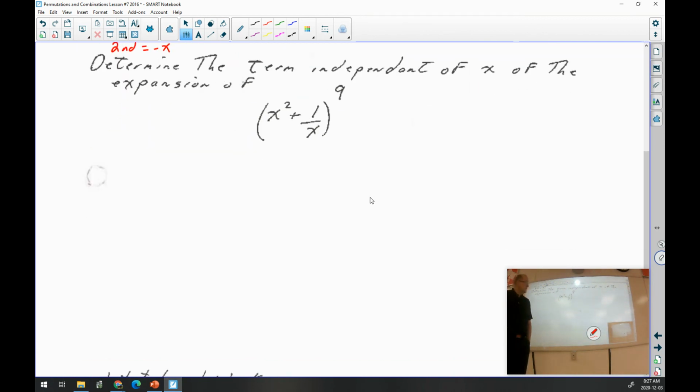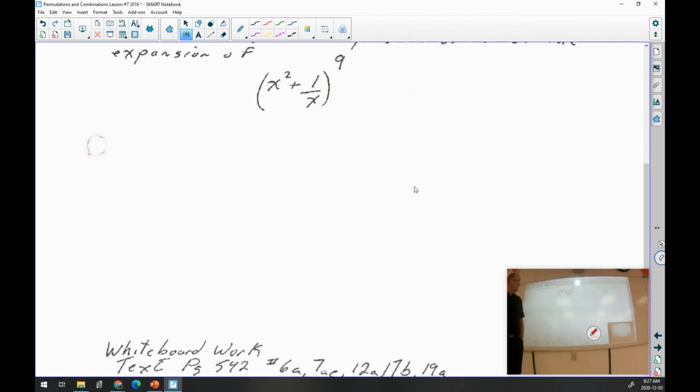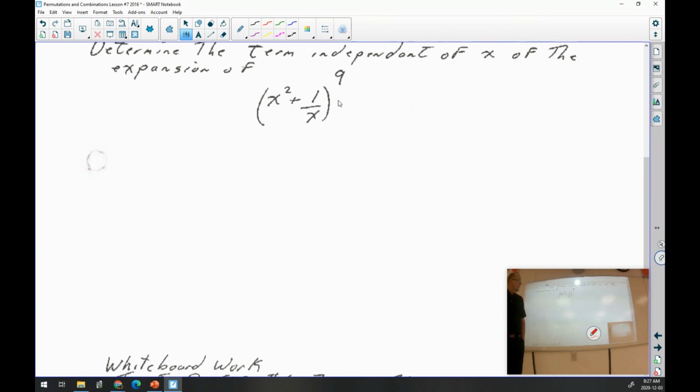Now this one here is definitely a level of excellence question. I've never really figured out a way to do this without kind of a brute force method, so I understand where this might be a little confusing. We are looking for the term independent of x, i.e. the x's in that term are going to cancel out. Now we have x squared and we have 1 over x.